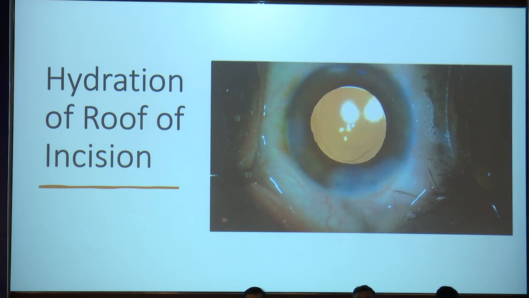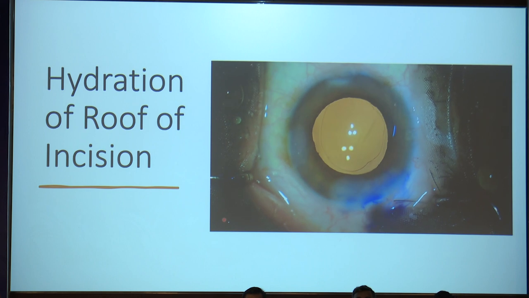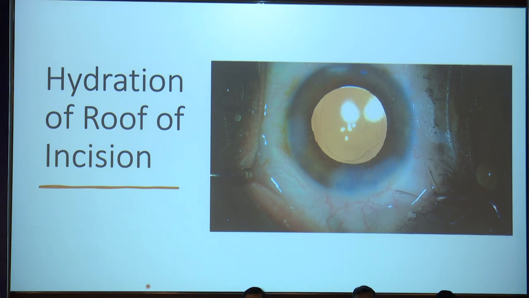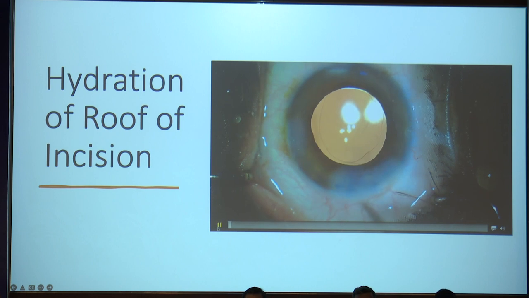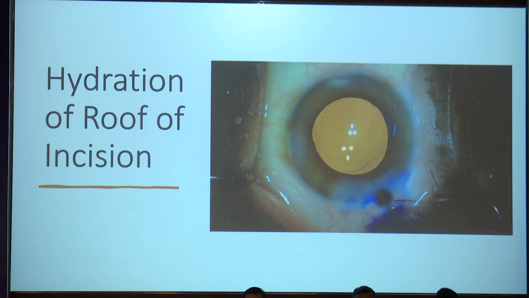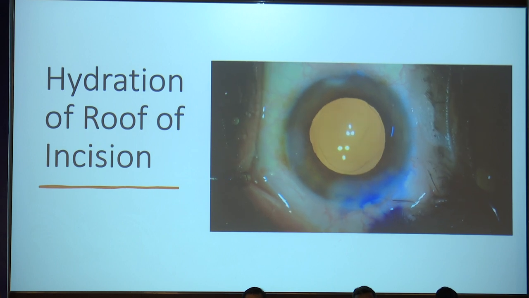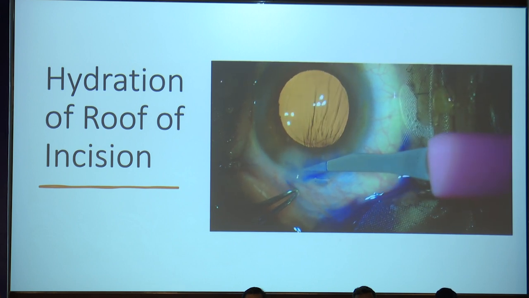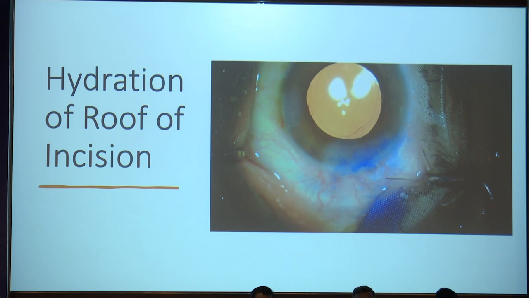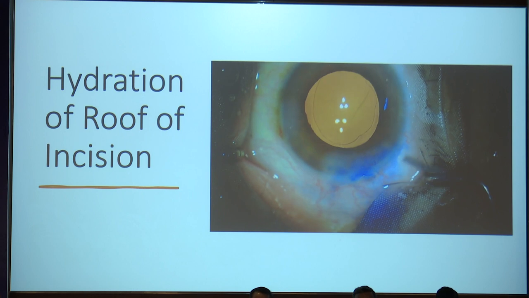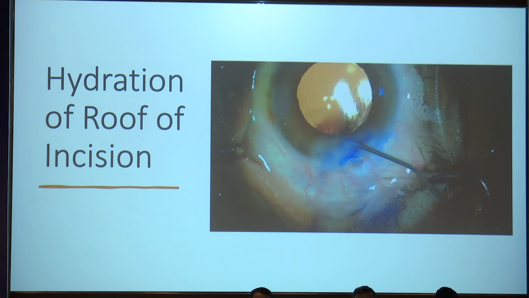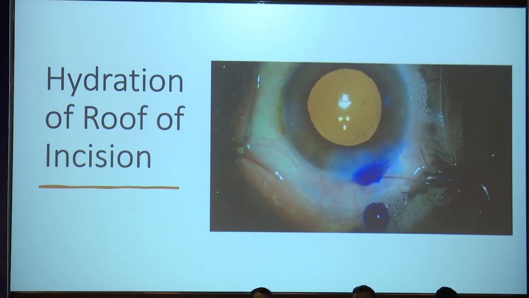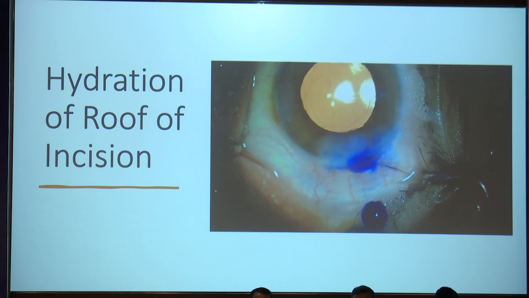Now just a few examples. Suppose you have this incision at the end of the surgery. So here is an incision. You can see that this incision is leaking. The moment I put a trypan blue, it is washed away. The Seidel test is positive here. So what you do is you make a partial thickness incision in the roof of the tunnel with your side port knife, and then you hydrate this incision. Once you hydrate it, your main incision becomes watertight. So I have hydrated the roof, and now you can see that the trypan blue is not flowing away, it's there.